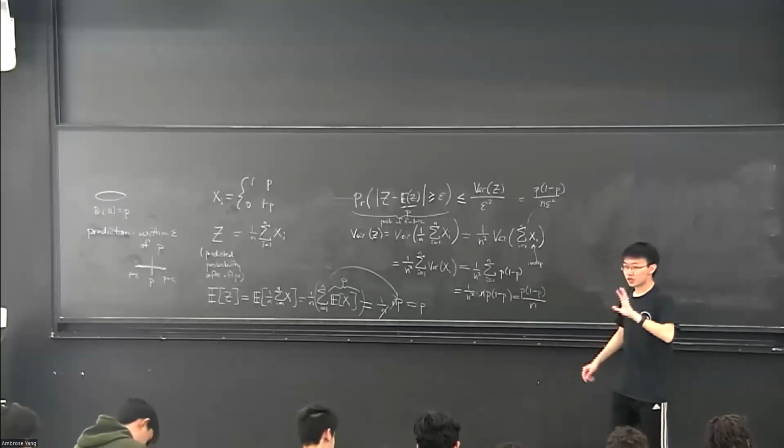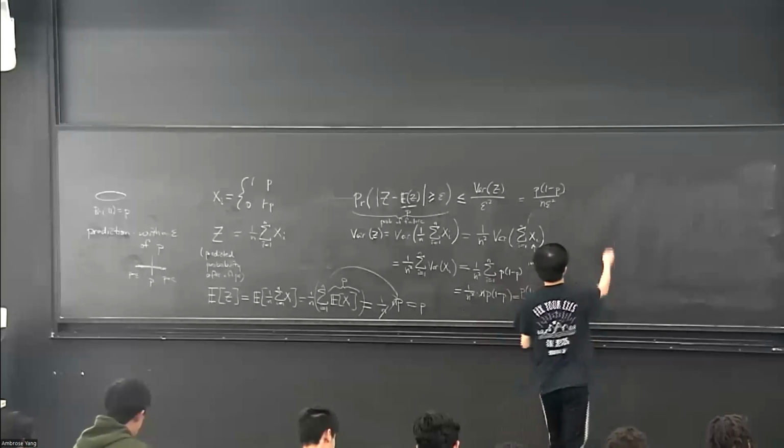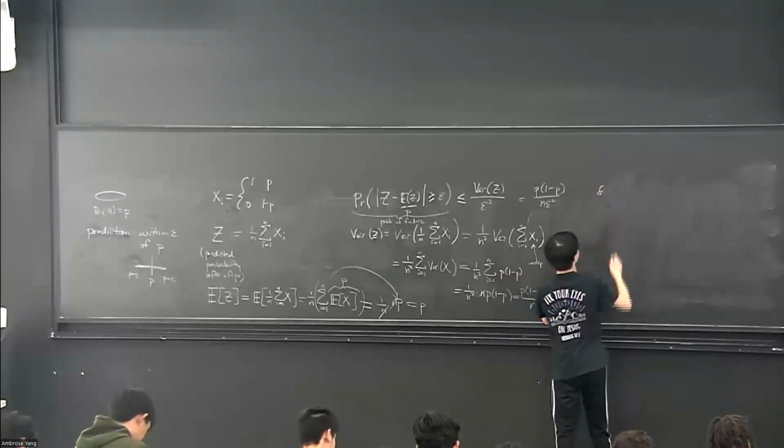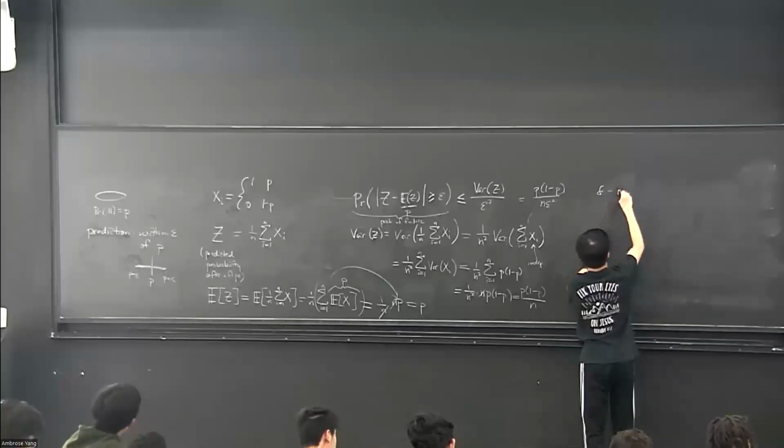Now, I'm going to introduce for you one more variable, a variable delta. And this is the max probability of failure.